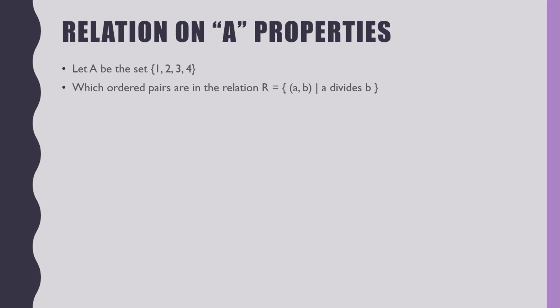What ordered pairs are in the following relation? (a, b) where a divides b. What does that even mean, a divides b? It just means a can be divided into b, it evenly divides into it. So, for example, I'll just give you some examples here.